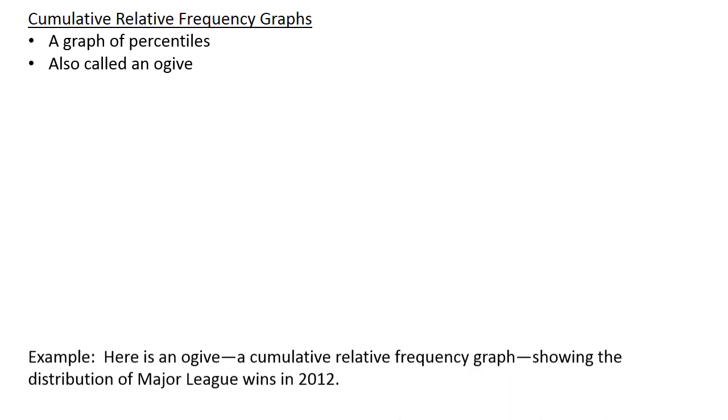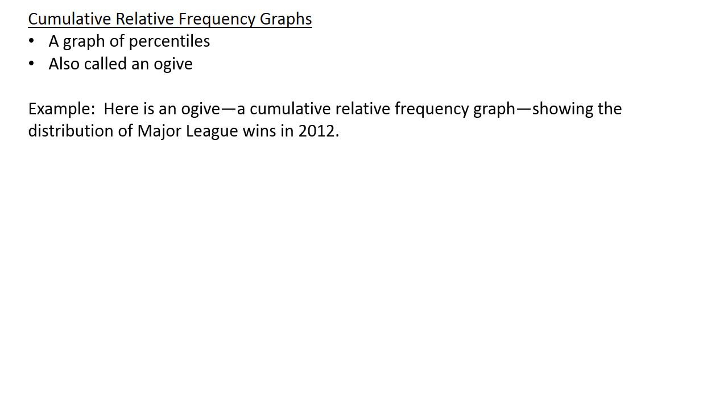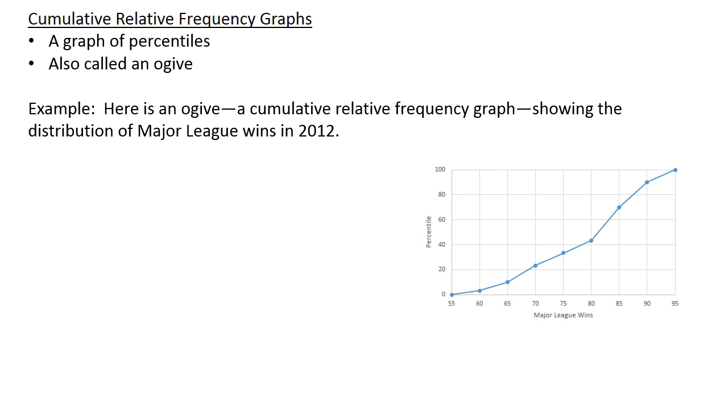Another thing that we'll be interested in is looking at percentiles for an entire distribution, and that will be given by what we call a cumulative relative frequency graph. It's just a graph of percentiles. It's also called an ogive, which is just a funky word to shorten cumulative relative frequency graph. Here's an example. I've given you an ogive for the major league wins. So this just shows a distribution of the percentiles.